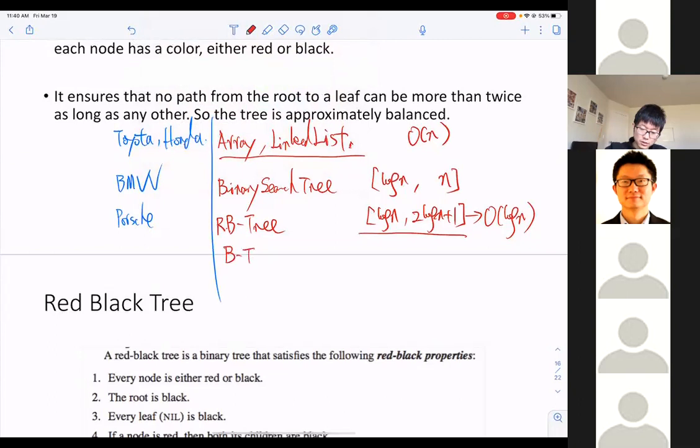We call it B tree, where the B stands for balanced tree. The height of the tree is also O(log n), but in general its height is even lower than RBTree, so it is more advanced. You're only going to touch this data structure in your operating system class or in your database class.